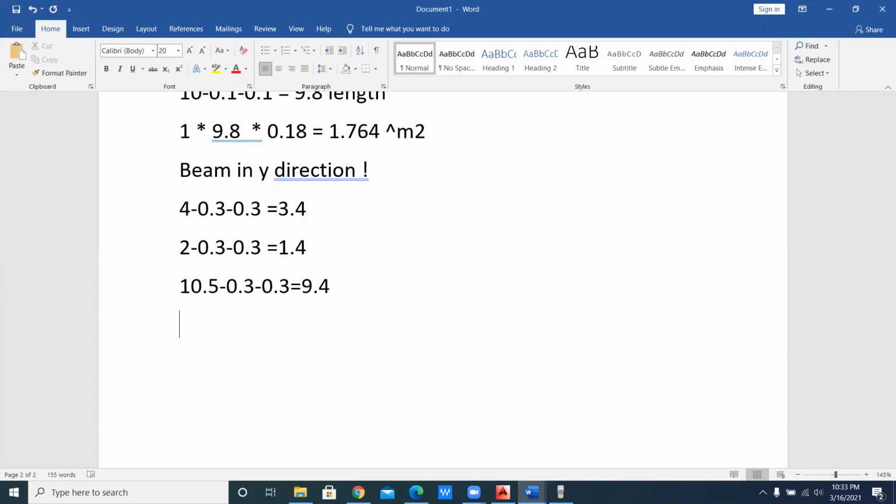Now the other length, that is 6 minus 0.3, that is the length of the shear wall, minus 0.3 minus 0.3. Okay, how much do you get? That is 5.4, that is normally the length.